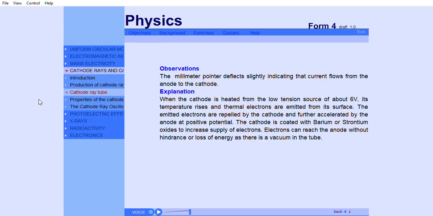Explanation. When the cathode is heated from the low tension source of about 6 volts, its temperature rises and thermal electrons are emitted from its surface. The emitted electrons are repelled by the cathode and further accelerated by the anode at positive potential. The cathode is coated with barium or strontium oxides to increase supply of electrons. Electrons can reach the anode without hindrance or loss of energy as there is a vacuum in the tube.